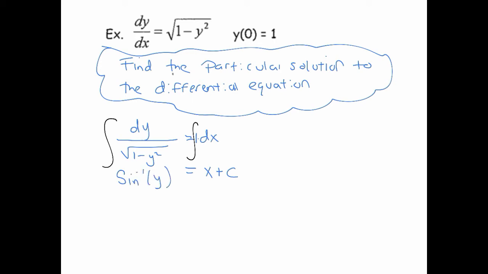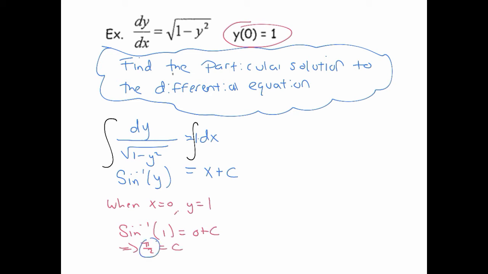Okay, at this point you can use your initial condition if you want to solve for c. So I'll plug in 0 for x. So when x is 0, y is equal to 1. So that means that sine inverse of 1 equals 0 plus c. And sine inverse of 1, the angle whose sine is 1, is pi over 2. So that means that c is just pi over 2.